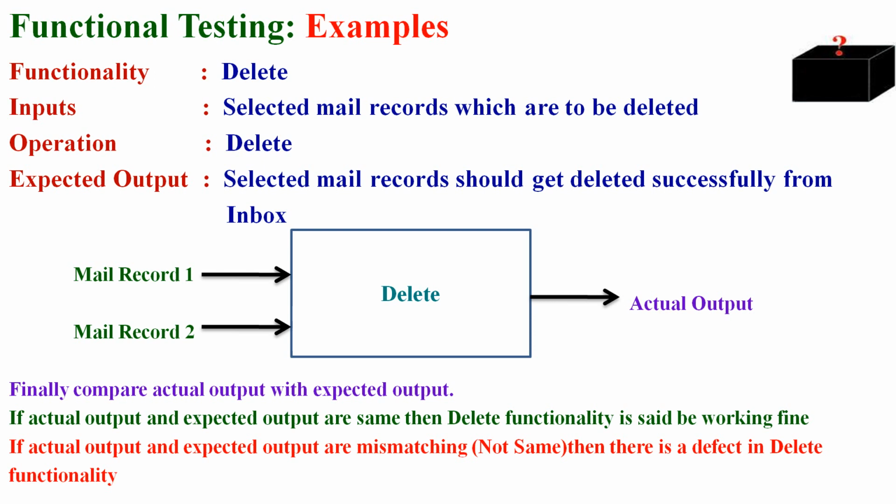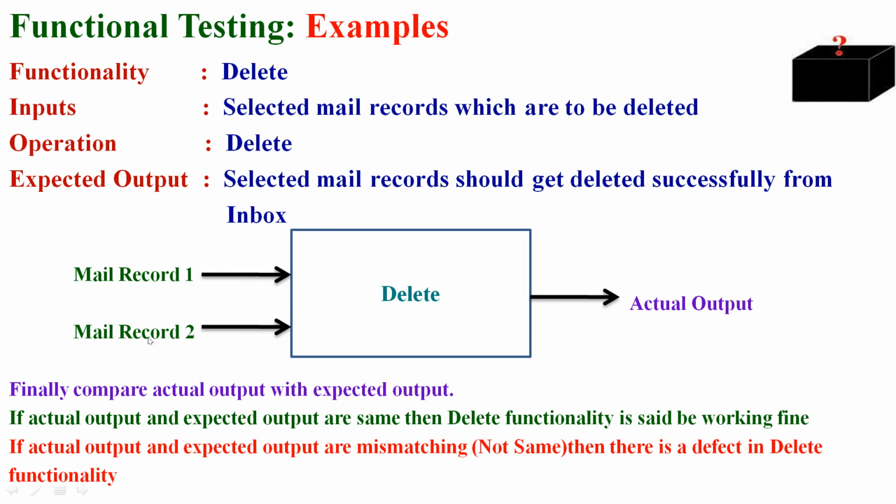After selecting that mail records, then what you are supposed to do? You have to click on the delete functionality. Yes or no? And what is the expected output? The selected mail records should get deleted successfully from the inbox. This is the expected output. This expected output is derived from the requirements document. Clear? Now, see here, what are the inputs?